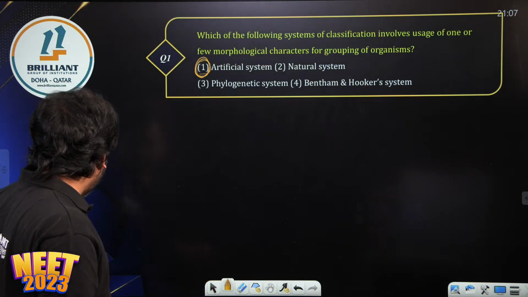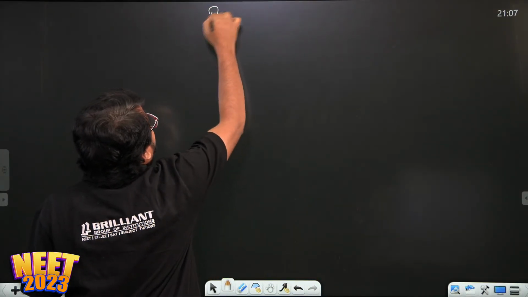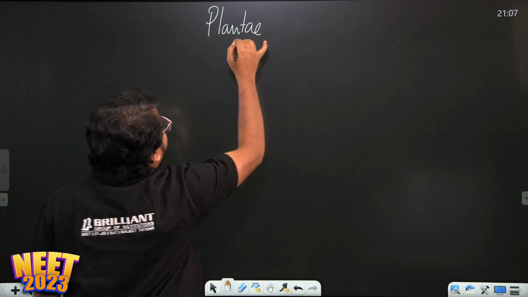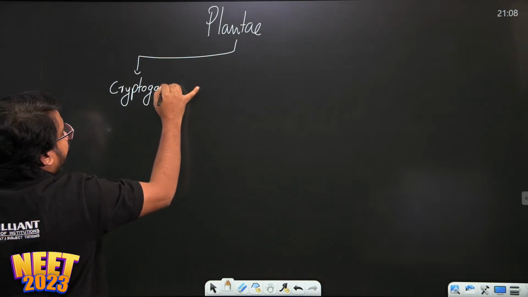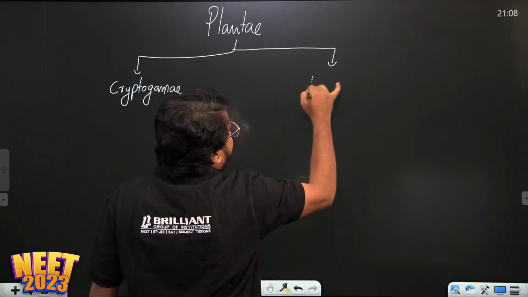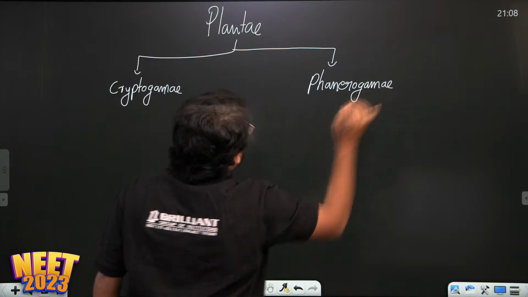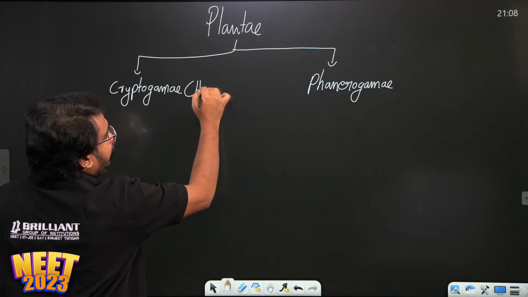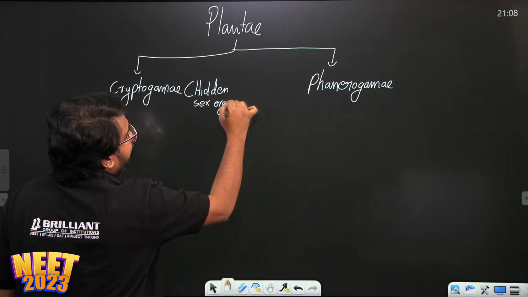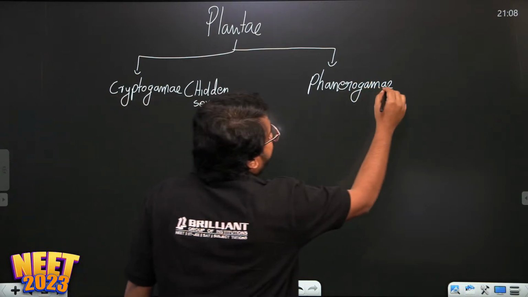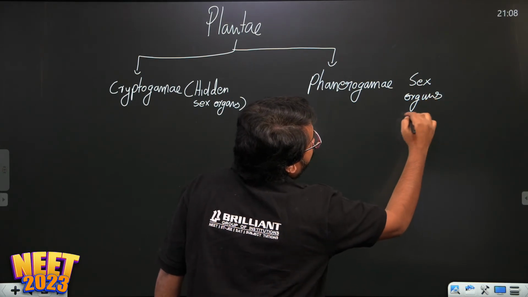So here plants has been divided into two. Kingdom Plantae have two subkingdom. One is Cryptogamy and Phanerogamy. Cryptogamy means you should understand the reproductive organ in these plants are hidden. So hidden sex organs are coming, that is called cryptogams. And if the reproductive organs or sex organs are visible, then it is called phanerogamy.